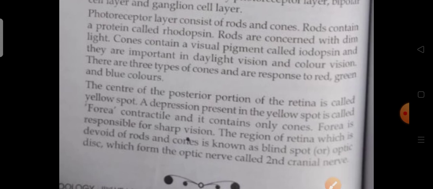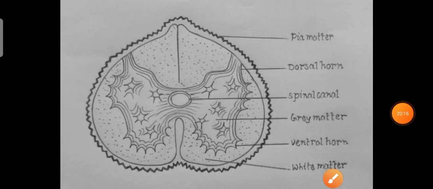So this is the transection of the spinal cord: pia mater, dorsal horn, spinal canal, gray matter, ventral horn, white matter. It looks like a butterfly. So this is the transverse section of the spinal cord of the human body.